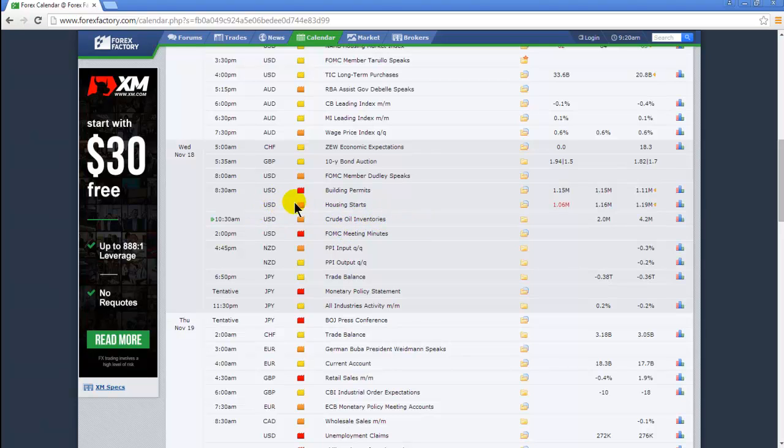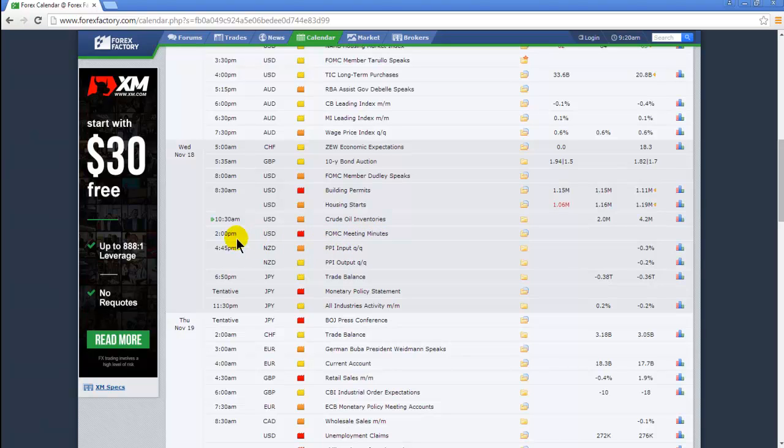We have already the building permits. As they forecast, that was exactly the figure. So the actual figure is equal to the forecast figure, 1.15. So nothing has changed for the building permits, which is a high impact economy news. And we have also the housing starts, a bit bearish for the dollar. So these are the economy news that are released, but the most important economy news today is the crude oil inventory, and this one here, the red envelope, the FOMC meeting minutes.